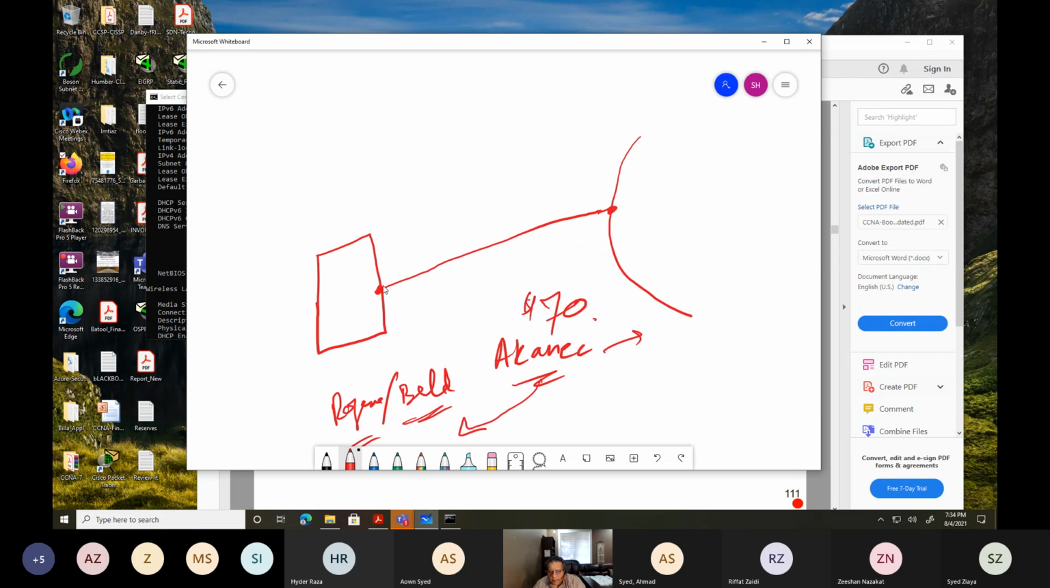So basically, this is your public IP going to the internet. Inside is all your private IPs, right? So guys, this Aconnect has to give you one public IP.